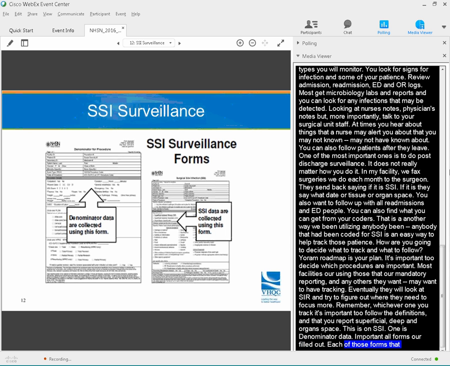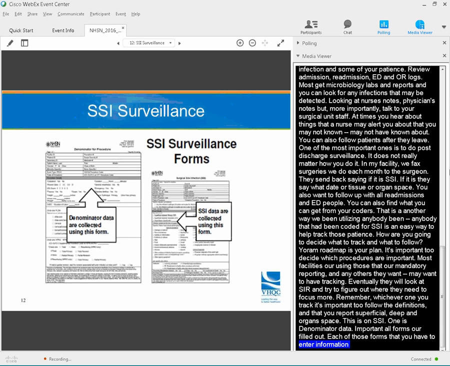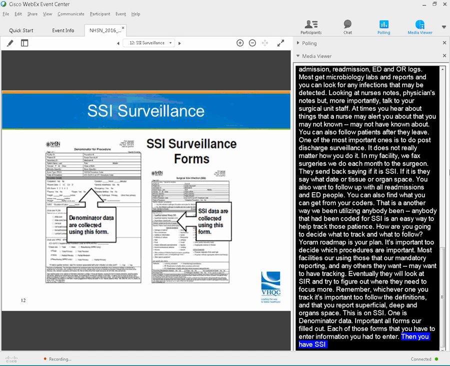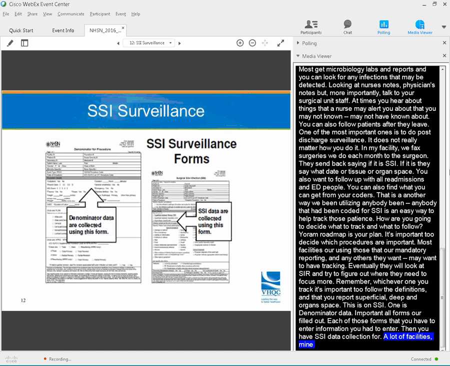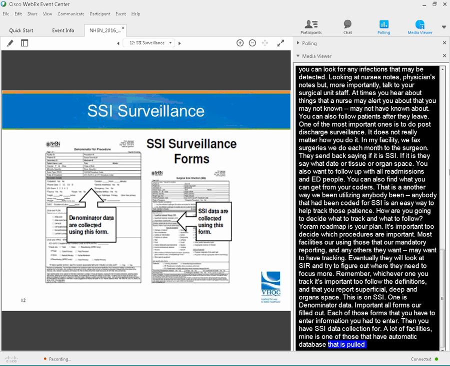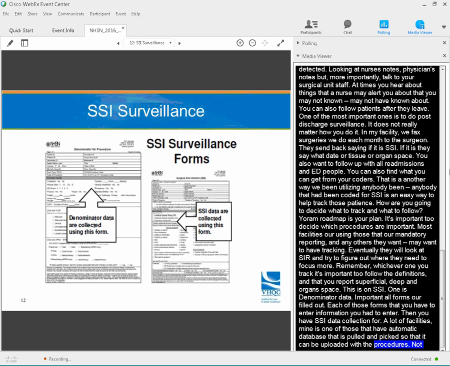Now, a lot of facilities, mine is one of those, have an automatic database that is pulled and then fixed so that it can be uploaded with the procedures. But I know not everyone does that. So whichever way, just make sure that anything you're putting in, you have all the answers to all the questions they're going to ask, or it won't take it till you're able to fill that in.